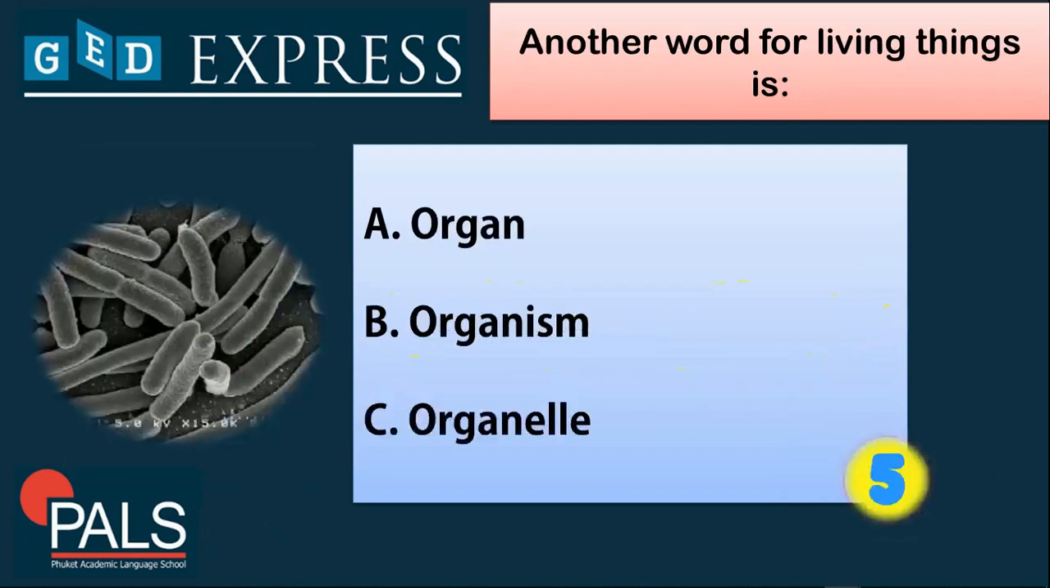Now, next, another word for living things is A, organ; B, organism; C, organelle. This is very easy. Precisely, the answer is organism.